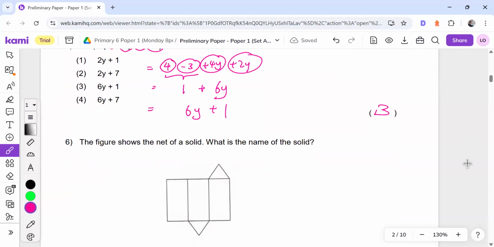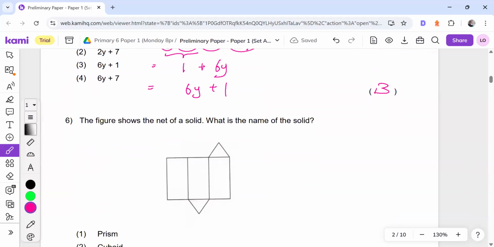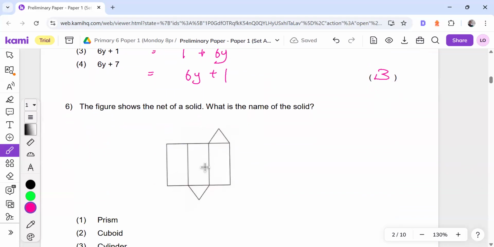Question number 6, you haven't learned that yet. Nets and solid figures. For my private students, you will learn that very soon. But what is the name of this solid? What you see now is called the nets.